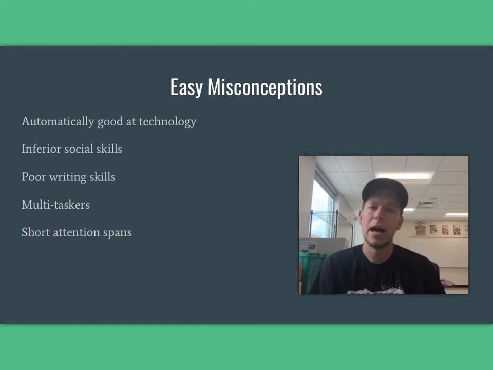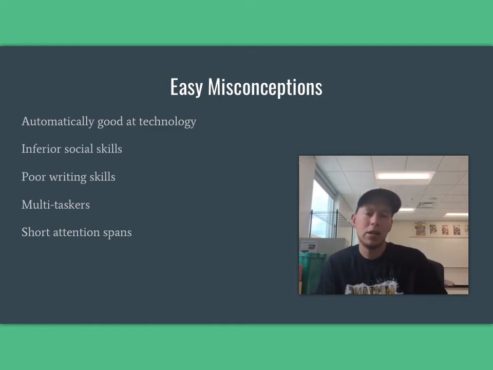What I found is a lot of the skills that we find very important in the education setting still need to be taught. Even though students have had this exposure to technology, they still need to learn the specific tools and skills that are really important for the education setting.